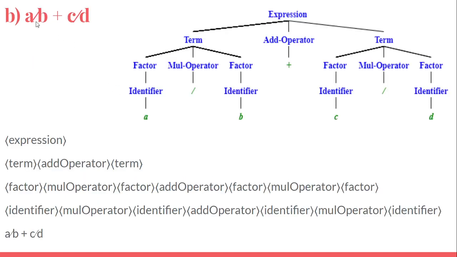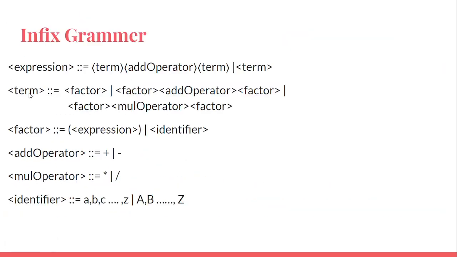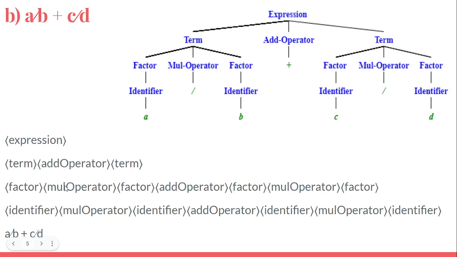The next string is a slash b plus c slash d, that is, a divided by b plus c divided by d. We first start with expression, then we replace expression with term, add operator, term by using rule 1. Then we replace term with factor, multiply operator, factor by applying rule 2. And on both sides, as we require a divided by b and c divided by d, I replace term with factor, multiply operator, factor.